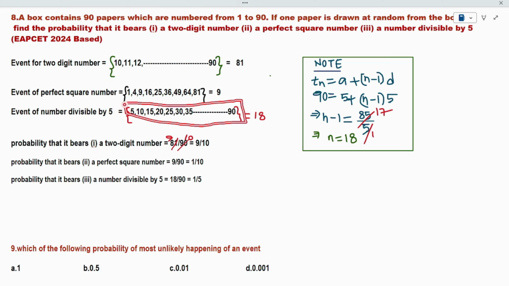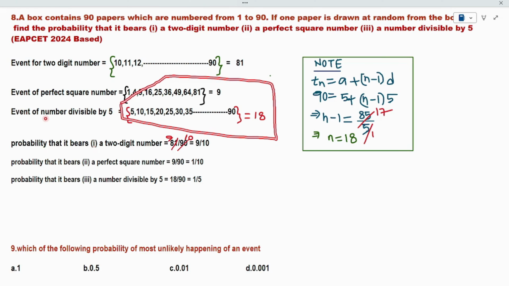Here the common difference is 5. The first term a is nothing but 5. So by substituting, we will get n minus 1 equal to 85 by 5, which gives n equal to 18, which means from 1 to 90, I have 18 numbers which are divisible by 5. So the event of a number divisible by 5 in the given question is 18. Why? Because I have 18 such numbers which are divisible by 5. So my event here is 18.